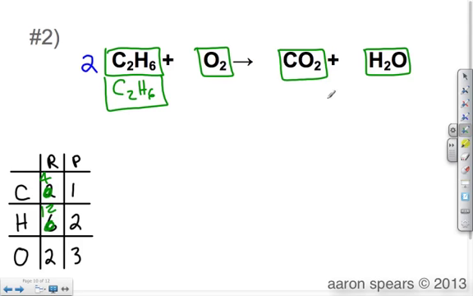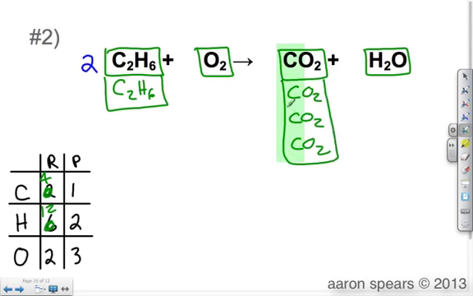So scanning the product side for a box that contains carbon atoms, I find the carbon dioxide box. And if I add 3 more boxes of carbon dioxide, I now have a total of 4 carbon atoms on the product side. But this box of carbon dioxide not only contained carbon atoms, it also contained oxygen atoms. So I need to make an adjustment to my inventory list to account for this extra oxygen that was added. So now I have a total of 9 oxygen atoms on the product side.